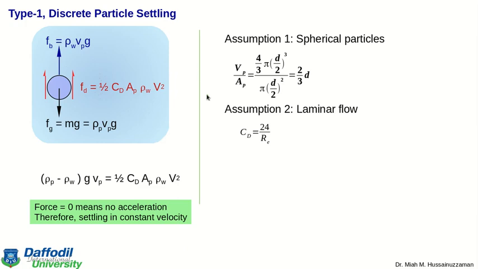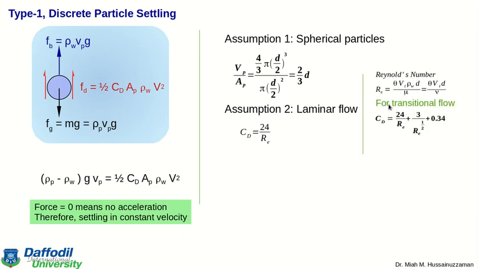So in laminar flow, the drag force coefficient will be 24 by Re. This Re is the Reynolds number. Reynolds number has some equations. You should have studied this in fluid mechanics, I guess. And this is laminar flow. For turbulent flow, CD also has some expressions, but we don't need them. Okay, transitional or turbulent flow. So if we apply these two things, this equation becomes something like this.